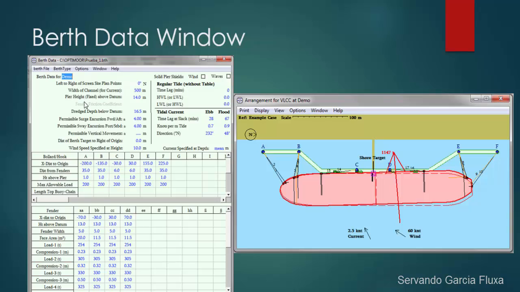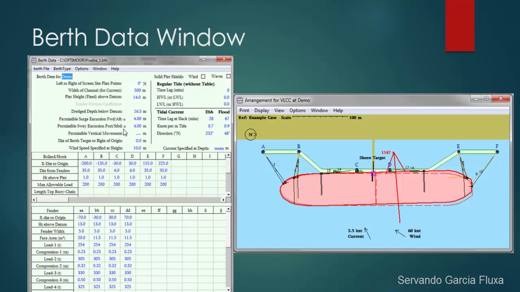The same with the dredge depth. If you're really in deep waters, how does OPTIMOOR understand deep waters? This depth should be 3 times bigger than the draft of your vessel. If not, OPTIMOOR starts to do some calculations of how the currents affect the vessel if you're in shallow water conditions.